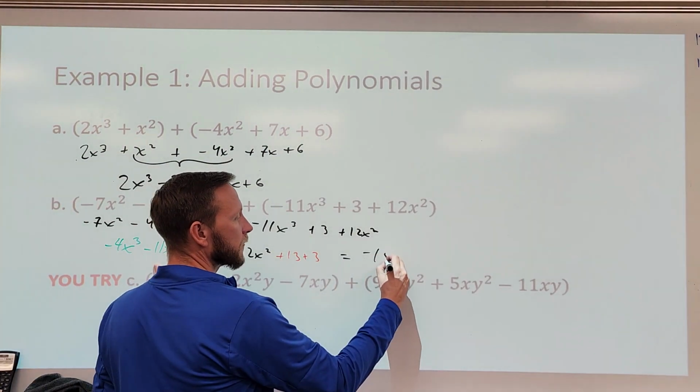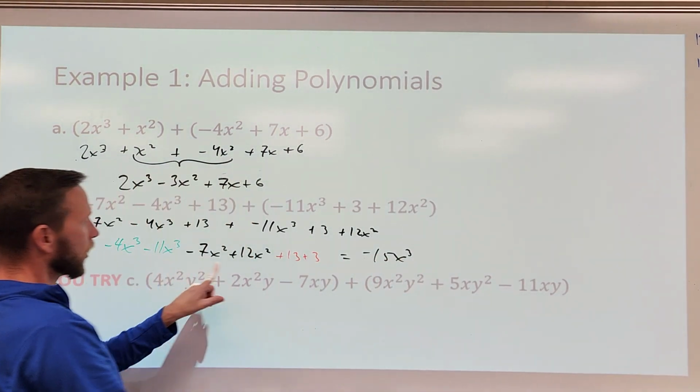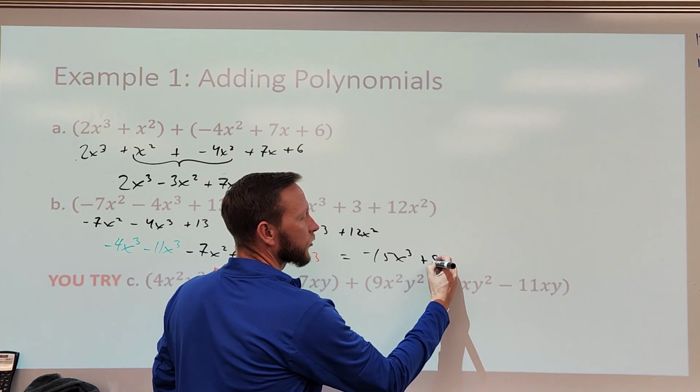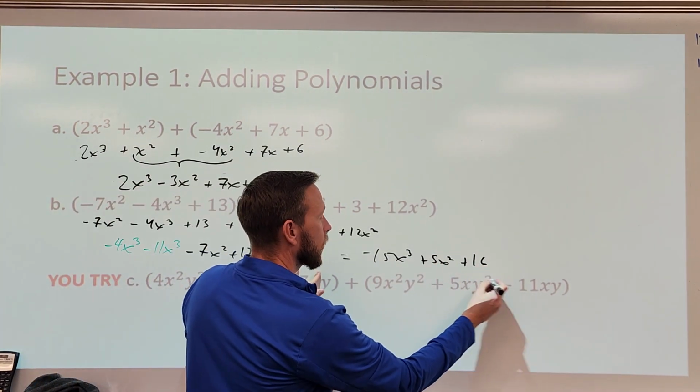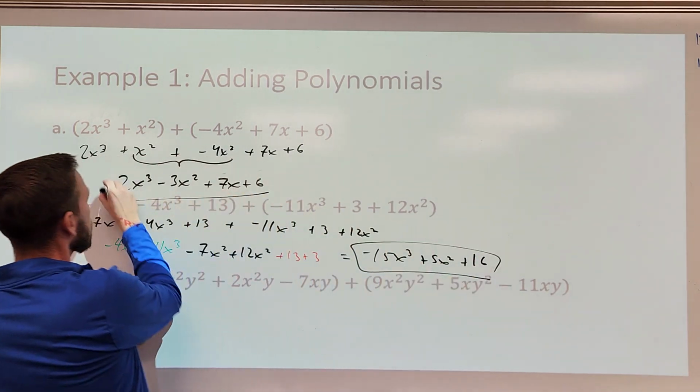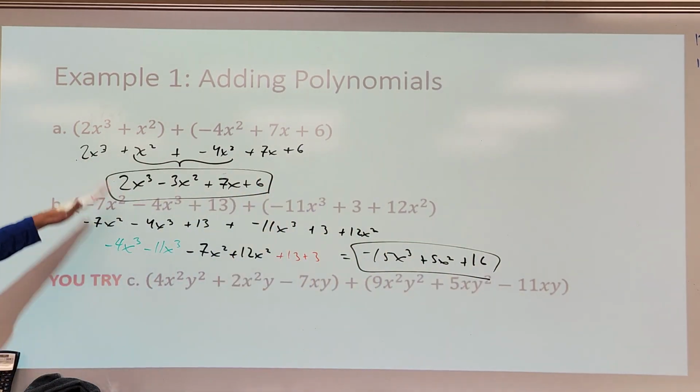This is going to give us negative 15x cubed. This is going to give us positive 5x squared. And this is going to give us 16. All right, so this is our simplified form. This was our simplified form. So these should look familiar based on the Algebra 1 that you've done.